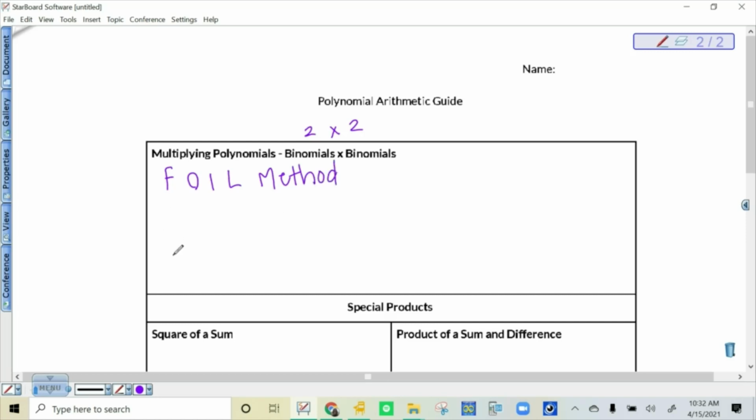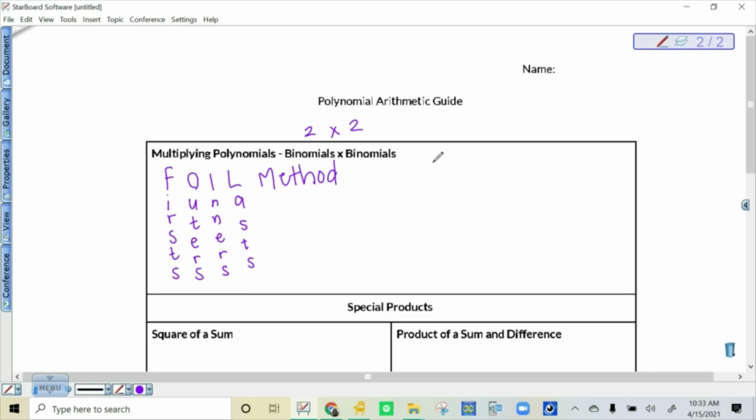What does the F stand for in FOIL? First. What does the O stand for? Outers. What does the I stand for? Inners. And the L? Last. Exactly.